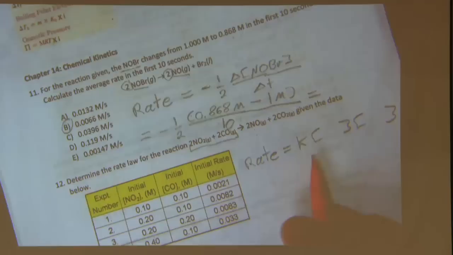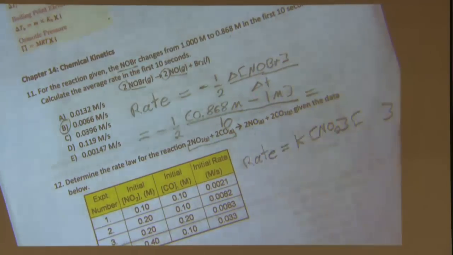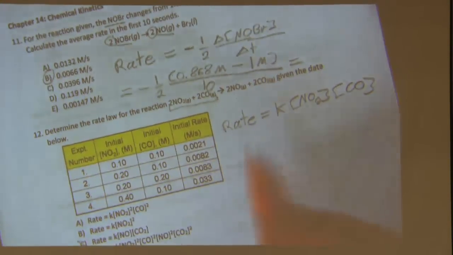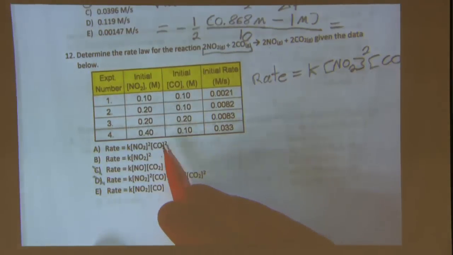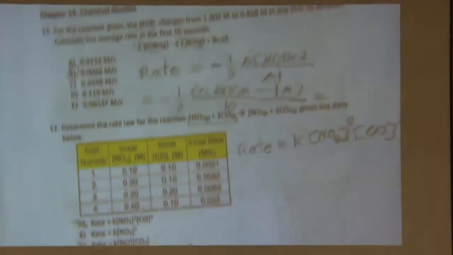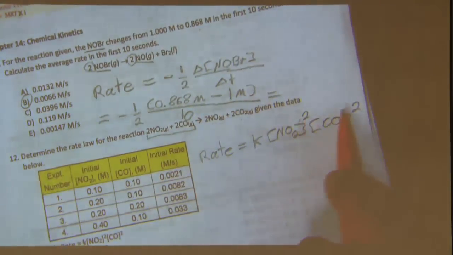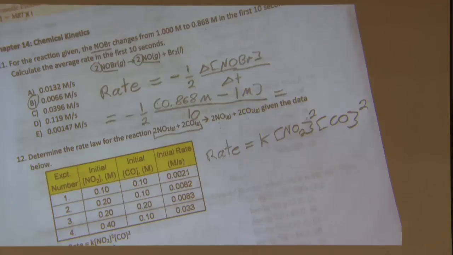Okay, now I'm going to fill these in, NO2 and CO. And a lot of people are going to get tricked by this, and they're going to go for the coefficients here as 2 and 2. And they will pick choice A, which is actually incorrect. Because if you remember back when you learned about this, you cannot find these numbers, which are the order of the reactants, unless you have a data table. So don't just look at the coefficients and plug them in for the orders.